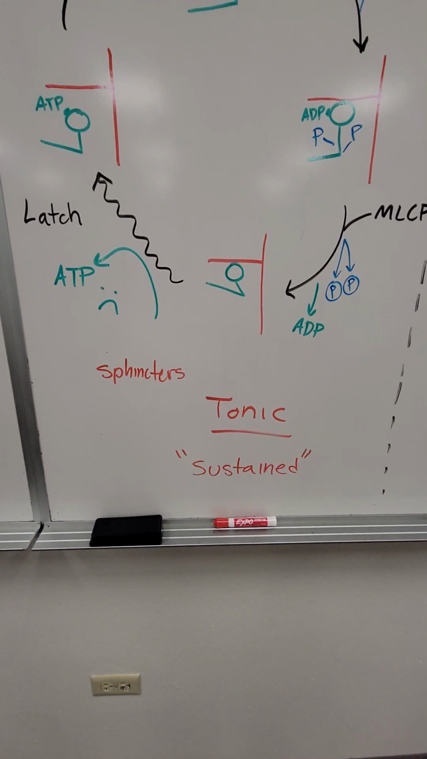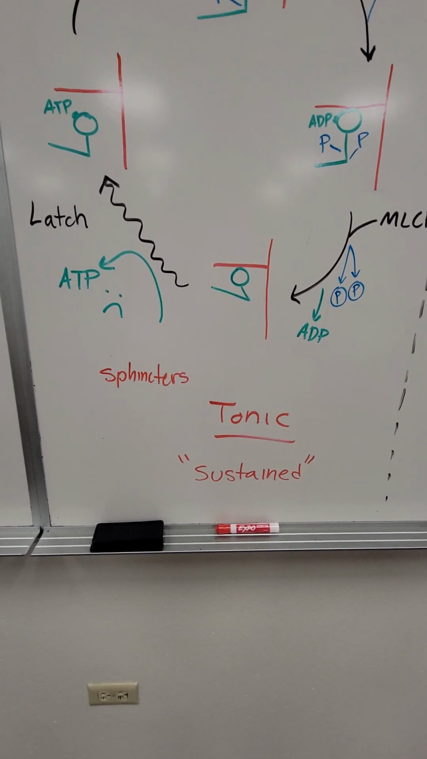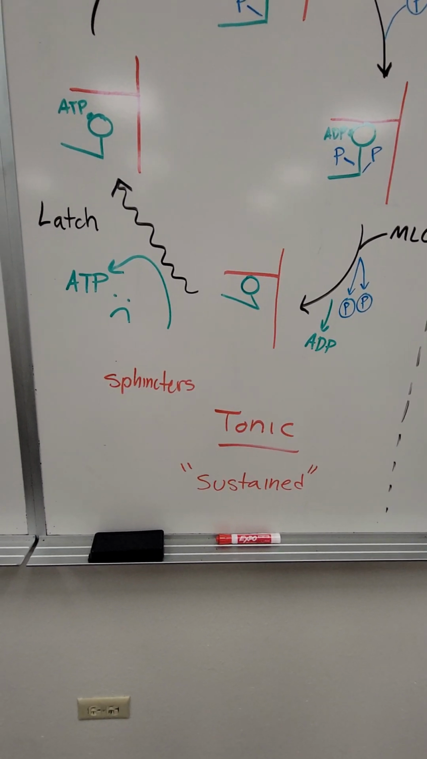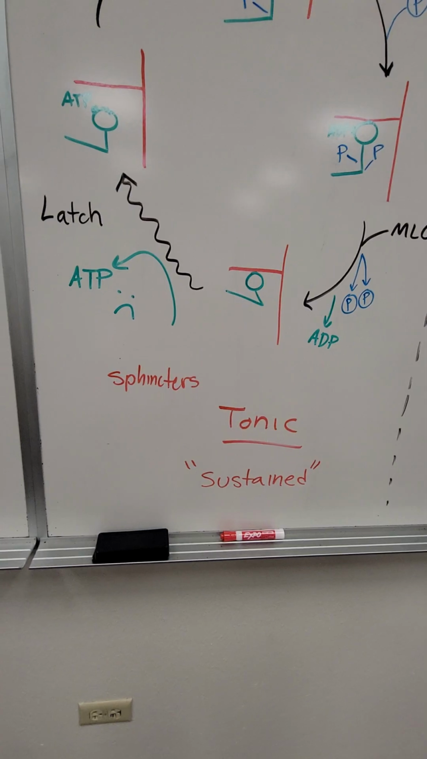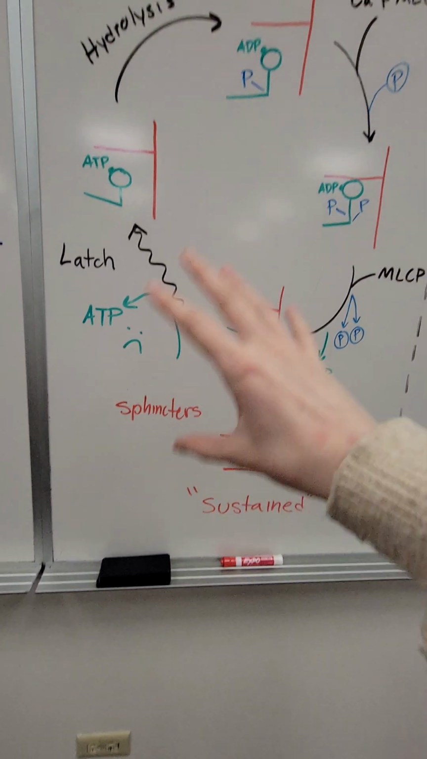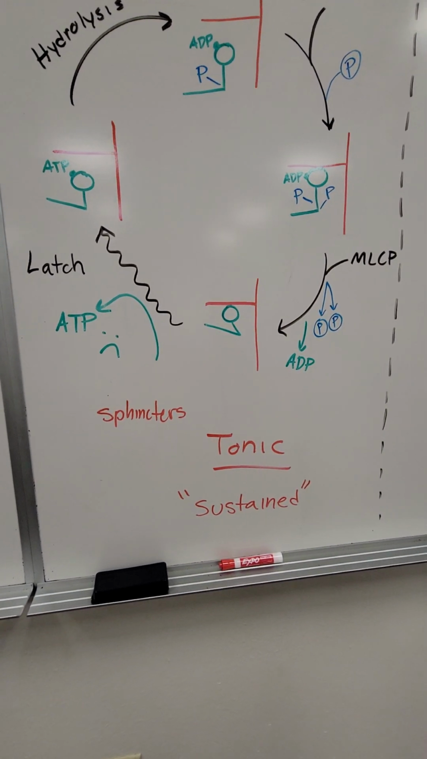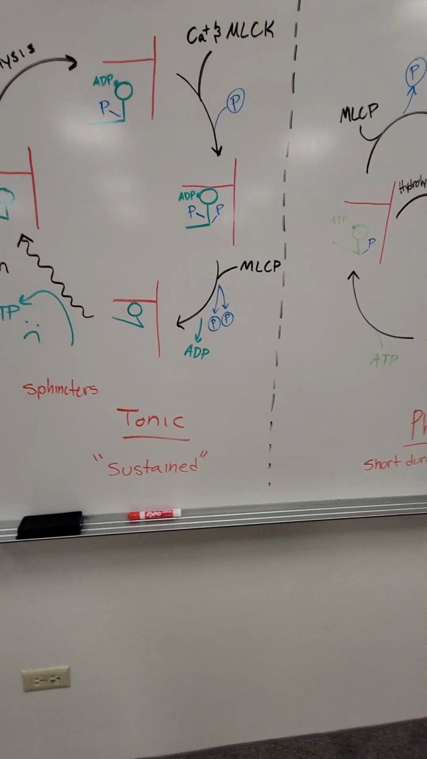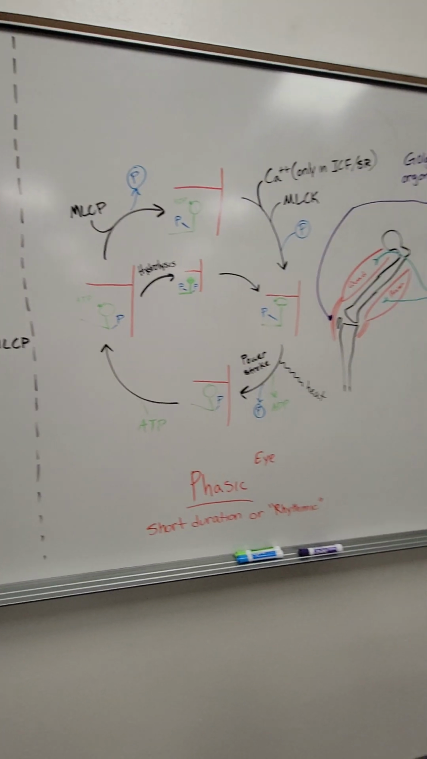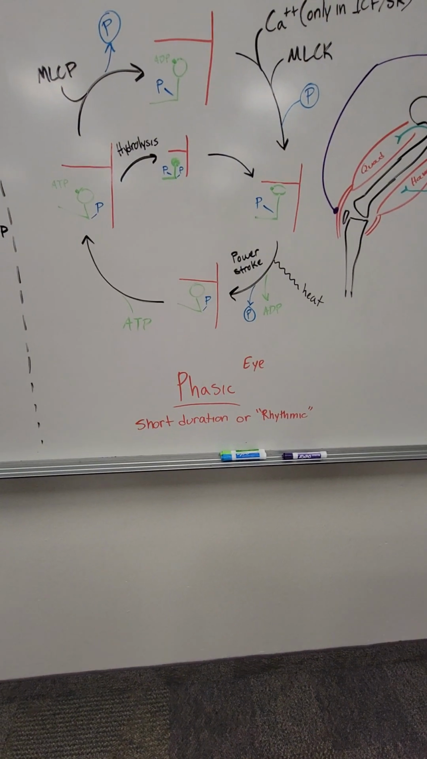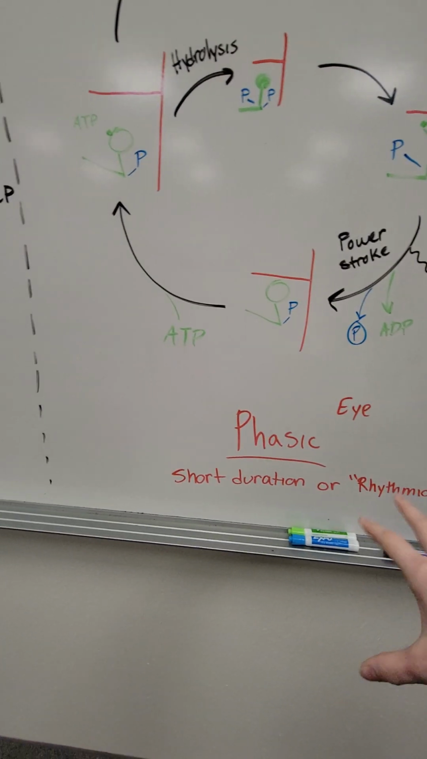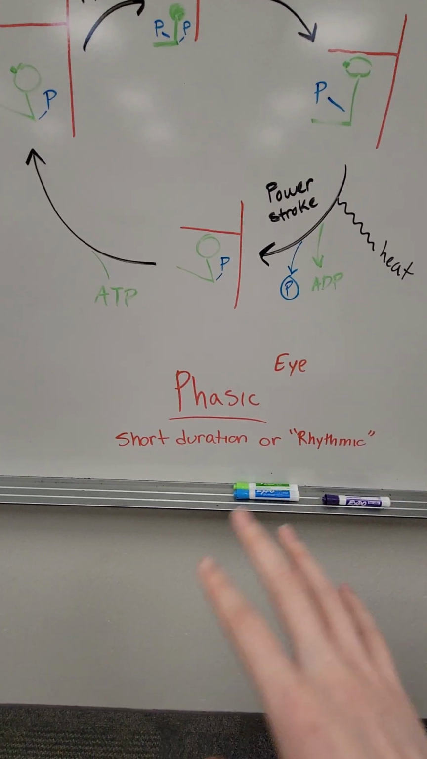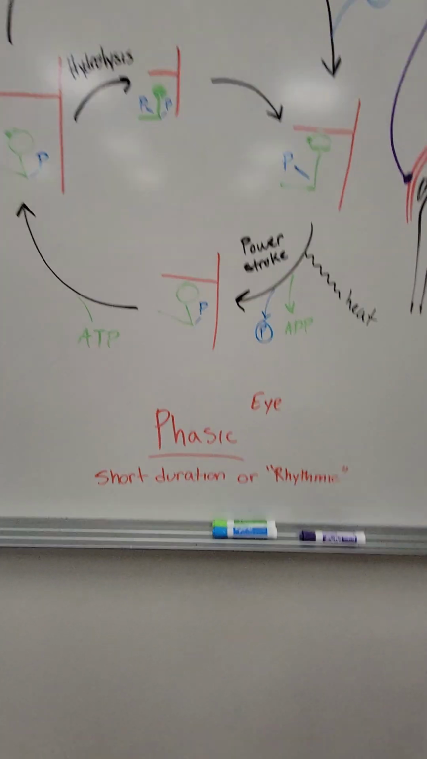Tonic is like muscles that are sustained, so sphincters, those are contracted for long periods of time. This is kind of the cycle it will go through as tonic, so we definitely like having our sphincters working. Over here we have phasic. Phasic is like your eyes, or fast twitch muscles. It's like short duration or rhythmic.